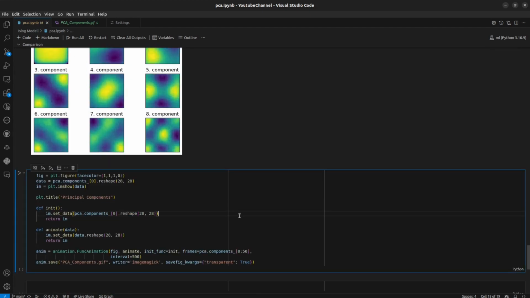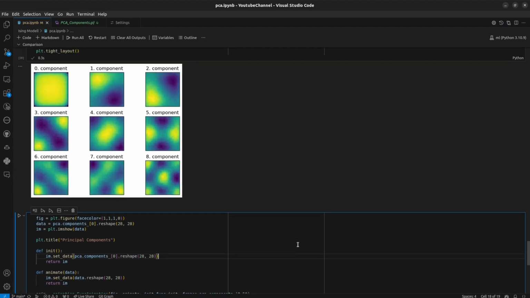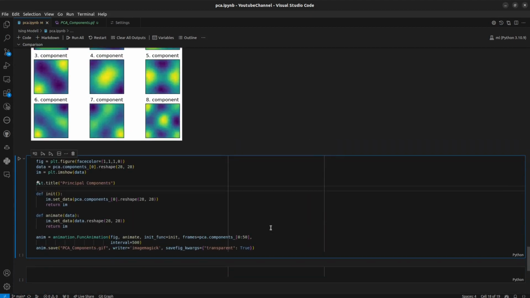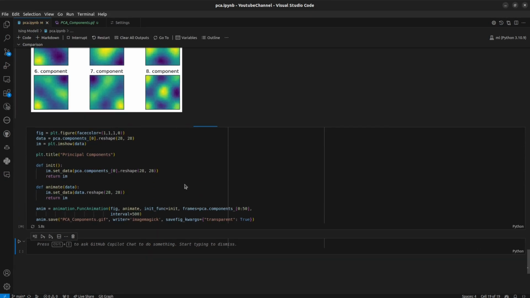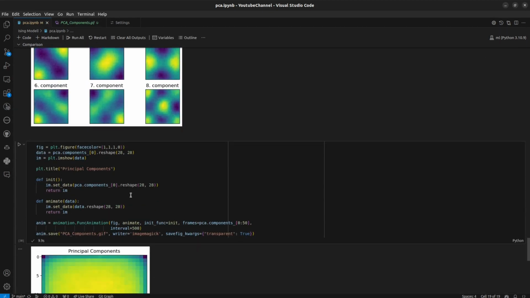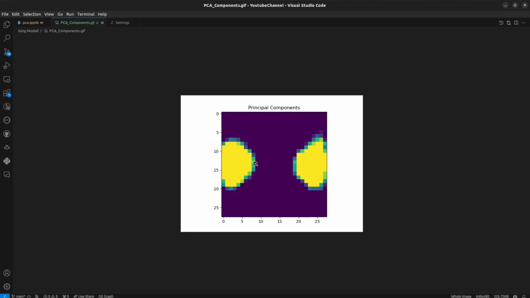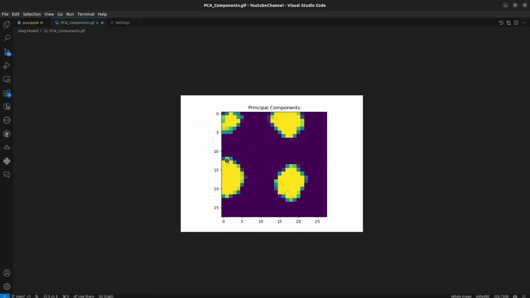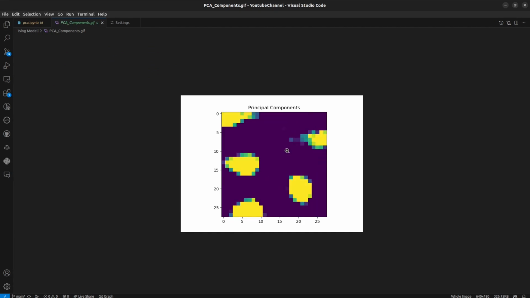And then here we can just create a simple animation to show the components changing over the number of the component. It's basically just this plot as an animation, and if we look at it, you can see that for higher numbers of the principal component we get more fine details.